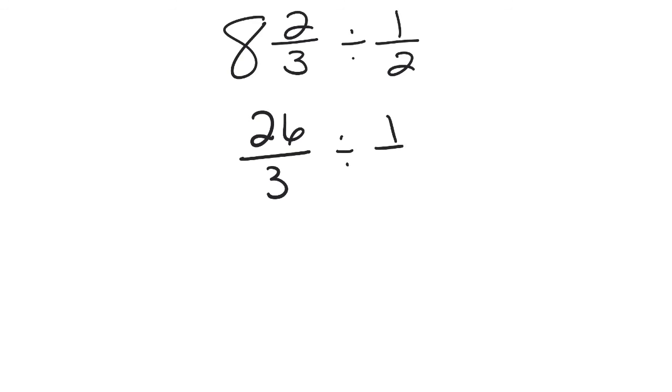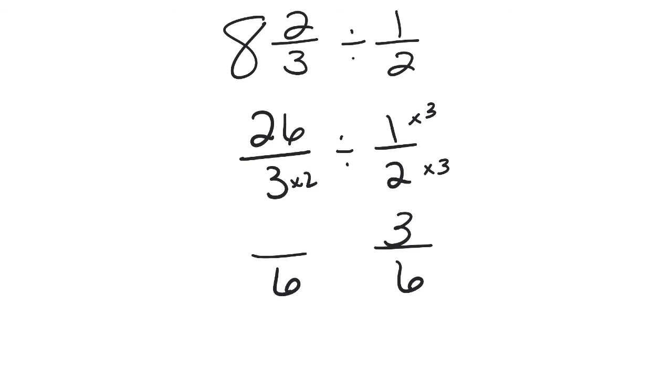Divided by half. Okay, the denominators are not the same. So 3 can't go to 2 and 2 can't go to 3, but they have 6 in common. So we're going to change them both to be out of 6. So 2 times 3 gives me 6. So 1 times 3 would have to be done here. 3 times 2 gives me 6. So 26 times 2 is actually 52.